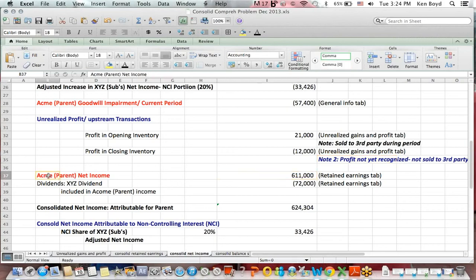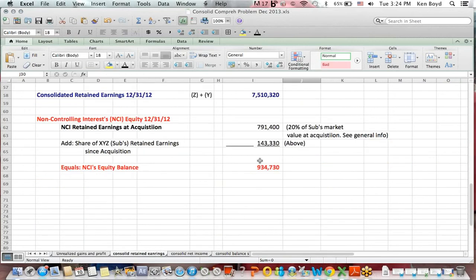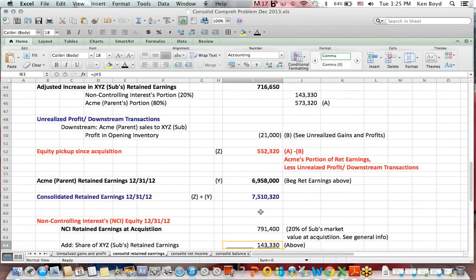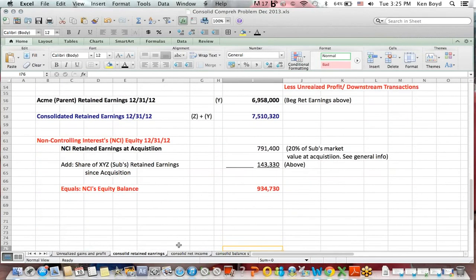So where we end up throwing in here is the parent's net income, which we figured out over here on the retained earnings tab. Parent's net income.